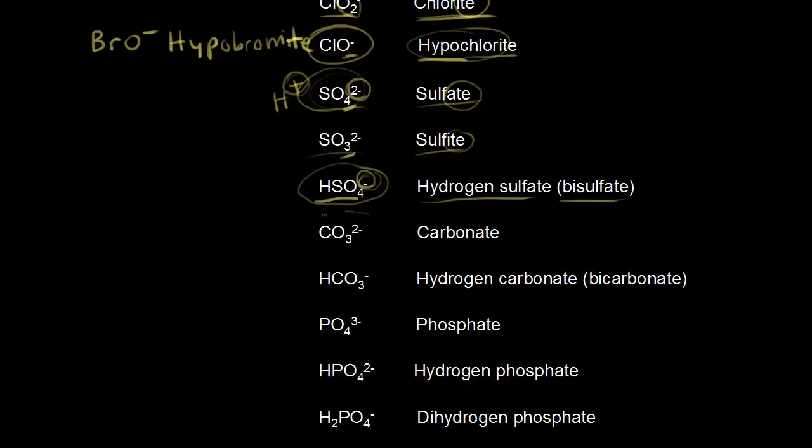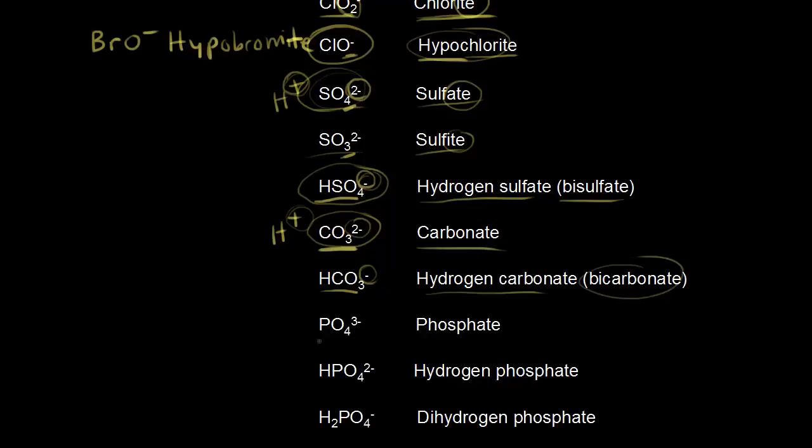Next, CO3 2 minus is called carbonate. So if we add on an H plus to CO3 2 minus, we'd get HCO3, and then we go from 2 minus to 1 minus because we're adding on a positive charge here. So HCO3 minus is called hydrogen carbonate, and you'll also hear bicarbonate a lot.